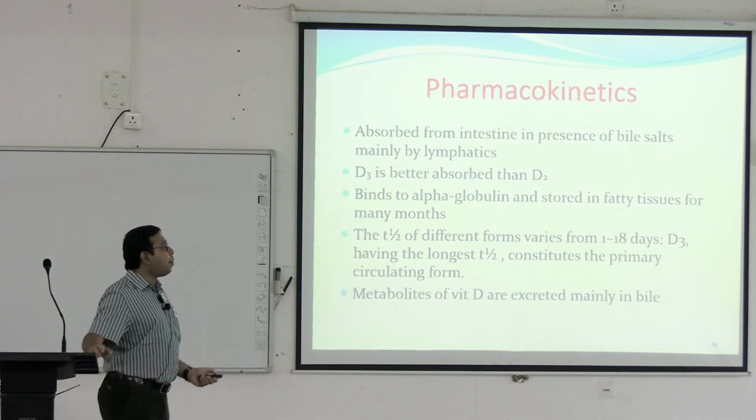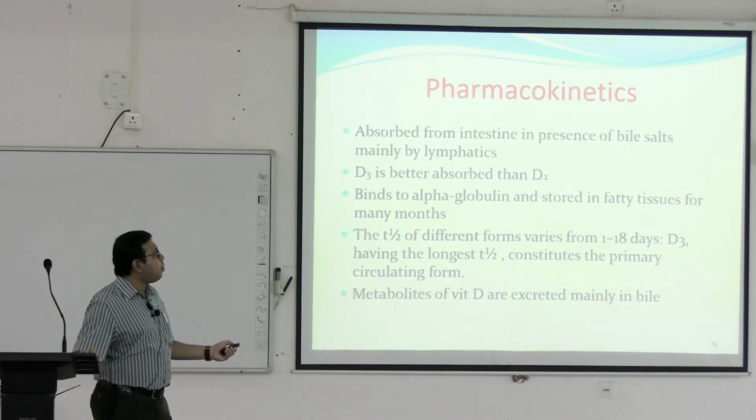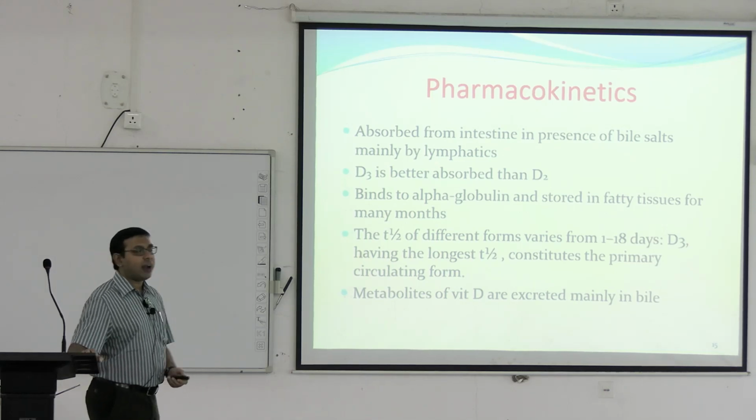Now the pharmacokinetics of vitamin D: it is absorbed from the intestine in the presence of bile salts, mainly by the lymphatics.